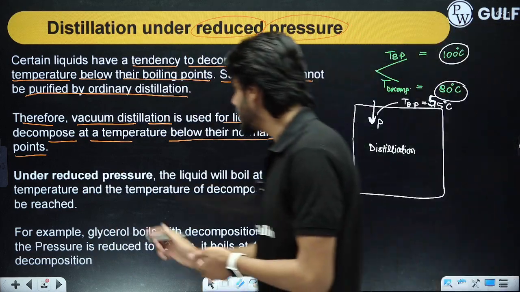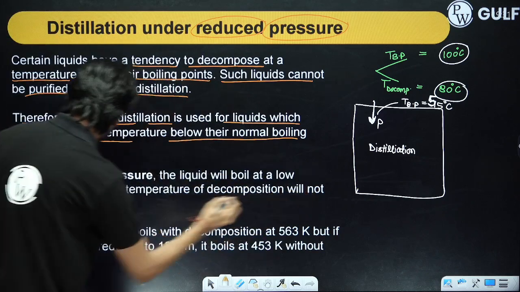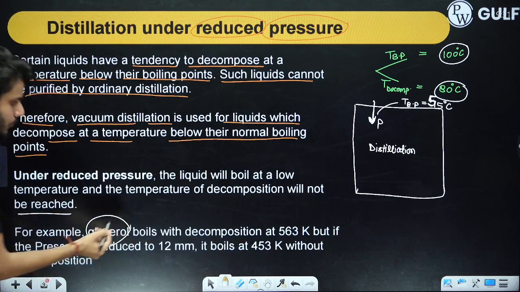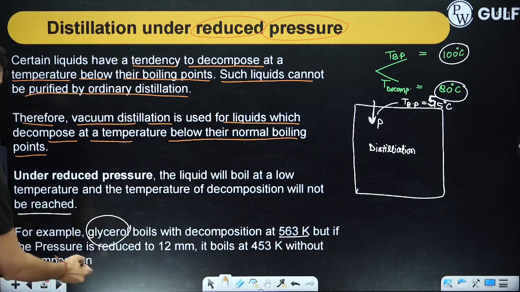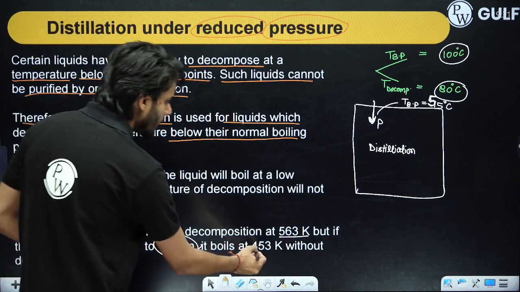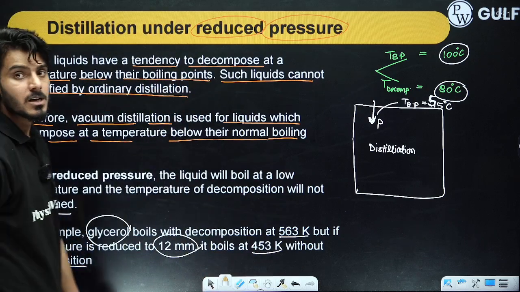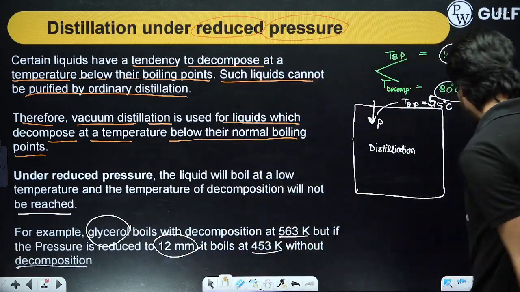Now let's look at this. Under reduced pressure, the liquid boils at a low temperature and the temperature of decomposition will not be reached. For example, glycerol boils with decomposition at 563 Kelvin, but when the pressure is reduced to 12 mm, it boils at 453 Kelvin without decomposition. Are you getting it? Very good, guys. That was distillation under reduced pressure. Now move to the next one.